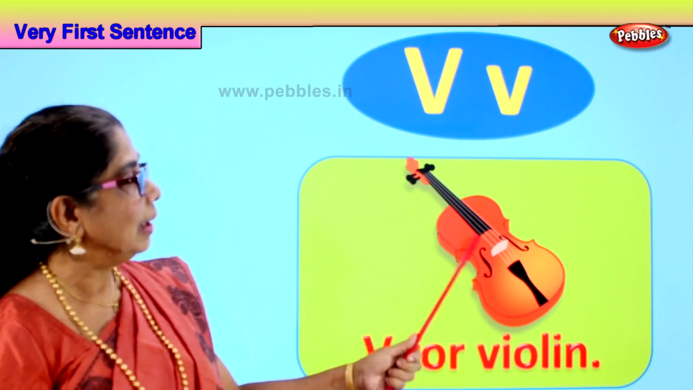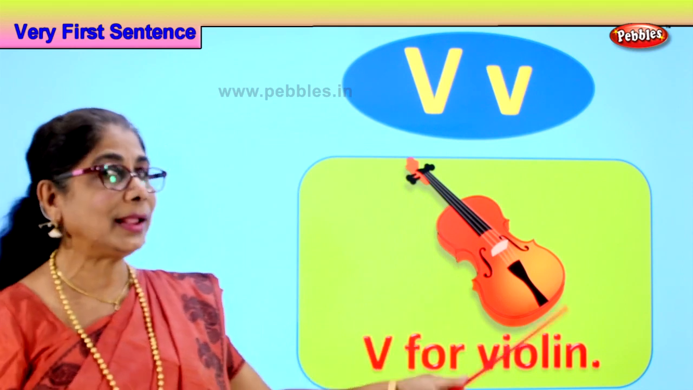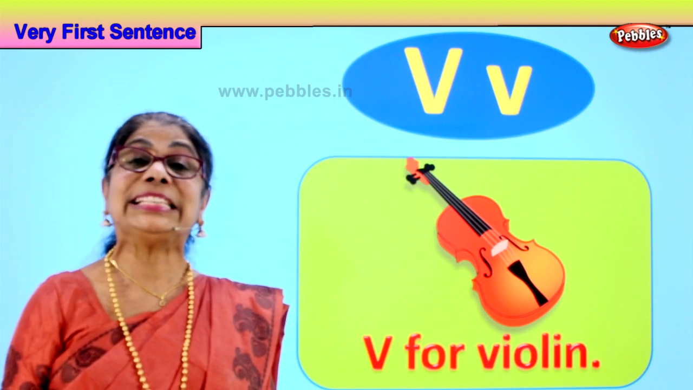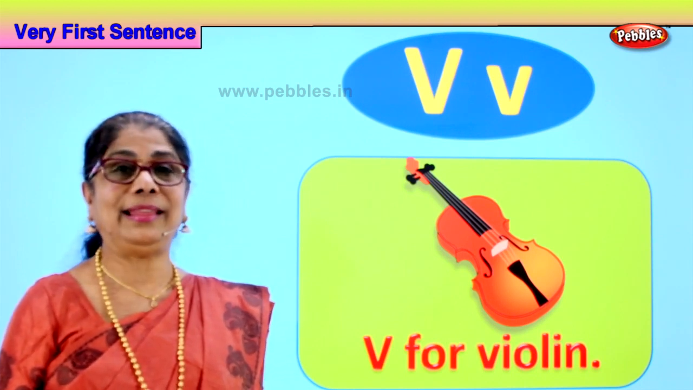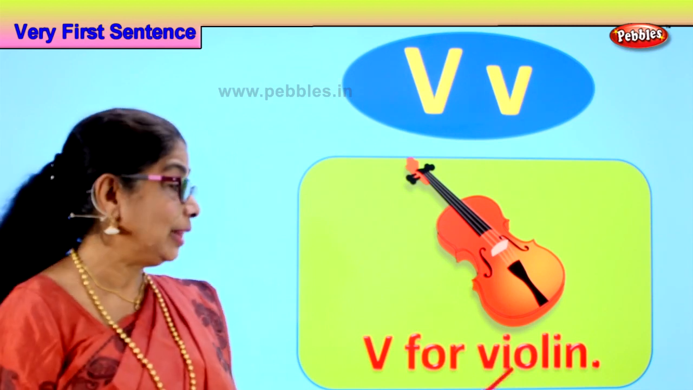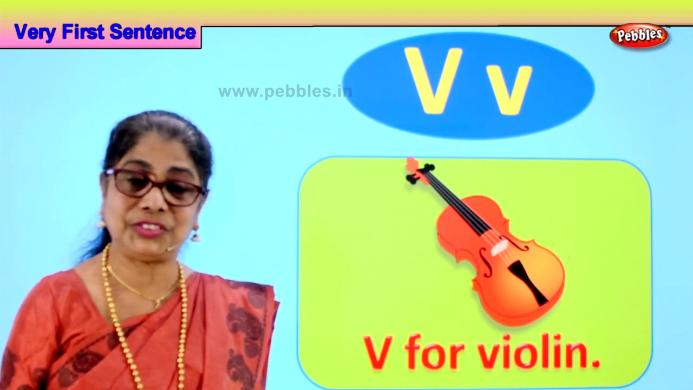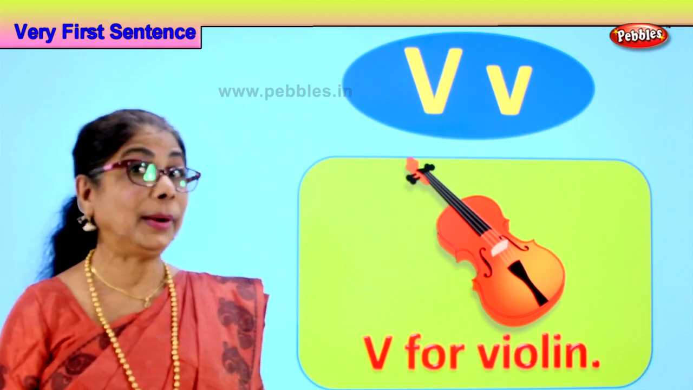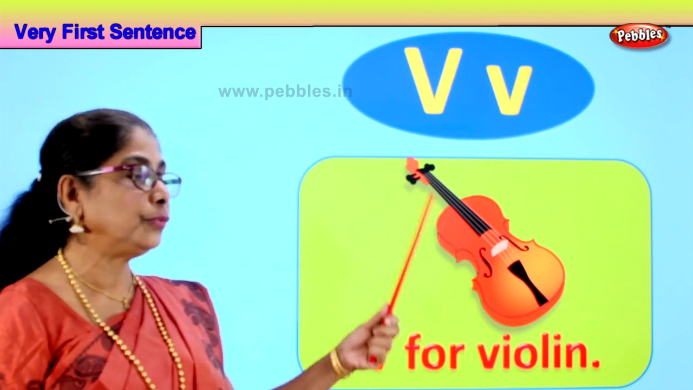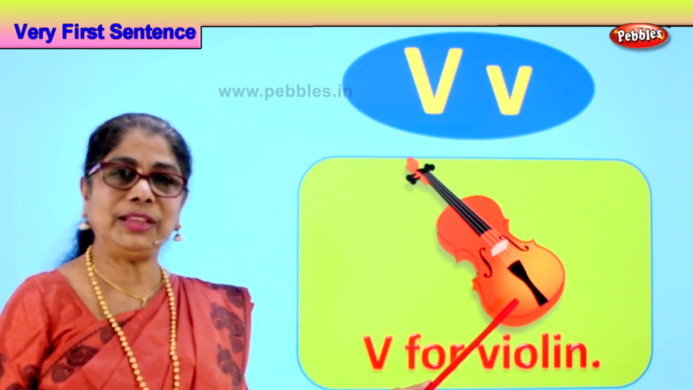This violin has another stick that will go up and down the string and it makes a beautiful noise. And you need to have special training in that. Okay? The person who trains you to learn to play the violin is called a violinist. So if there is a violinist in your neighborhood, you can buy a violin and go and ask him to teach you. It's a beautiful string instrument that makes lovely music.